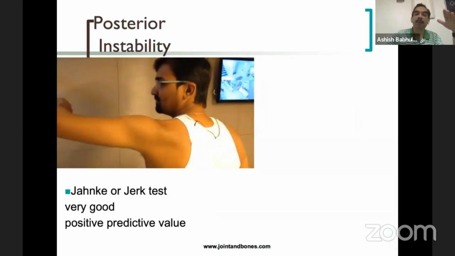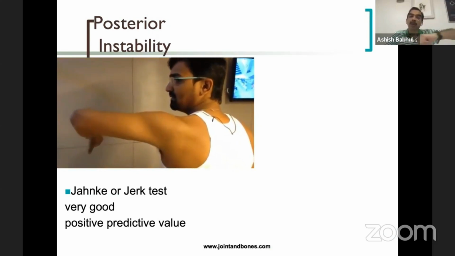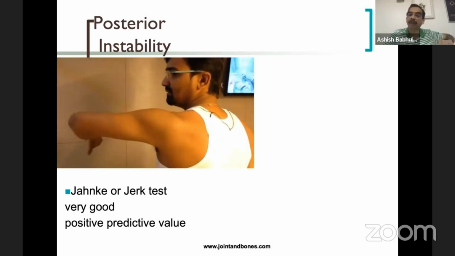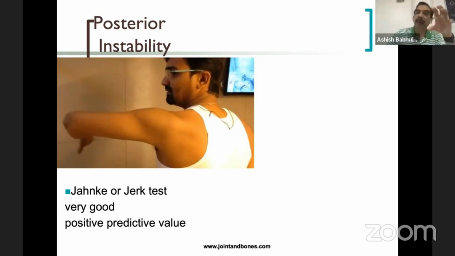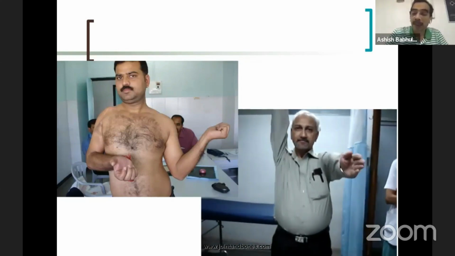This is the jerk or the Yankees test for posterior instability, and patients would typically do it on their own when they move their arm in the 90-degree axis, front and back, and you can see the head of humerus jump over the glenoid and come back. This is a highly specific and very sensitive test, the jerk test for posterior instability. This is a likely test in your exam.